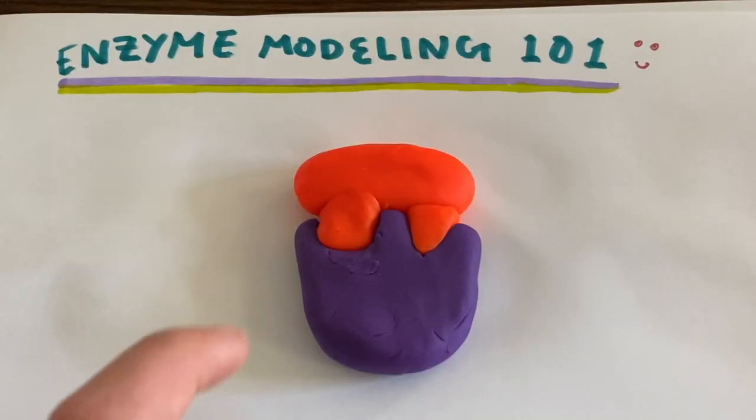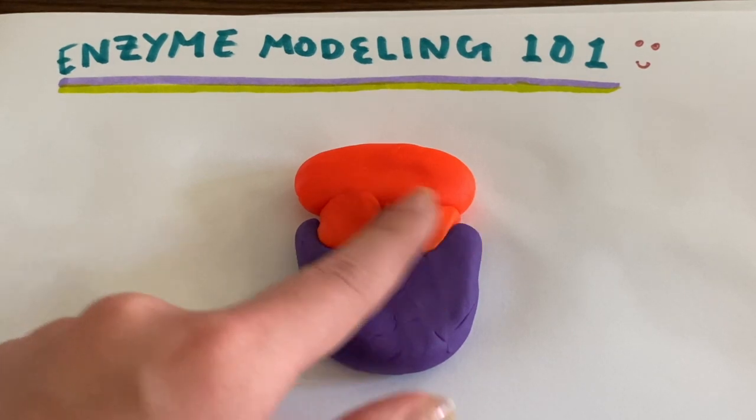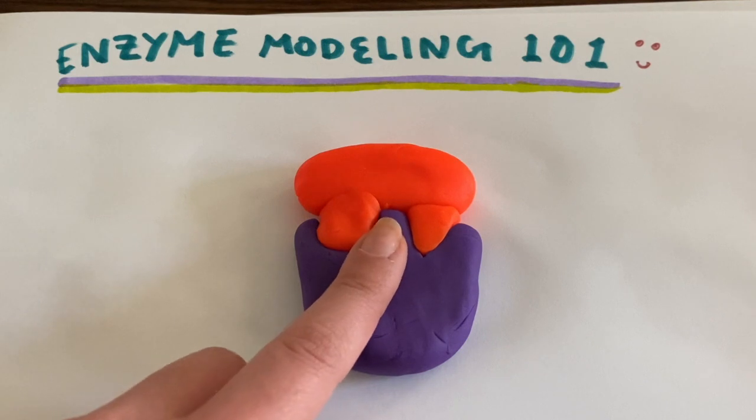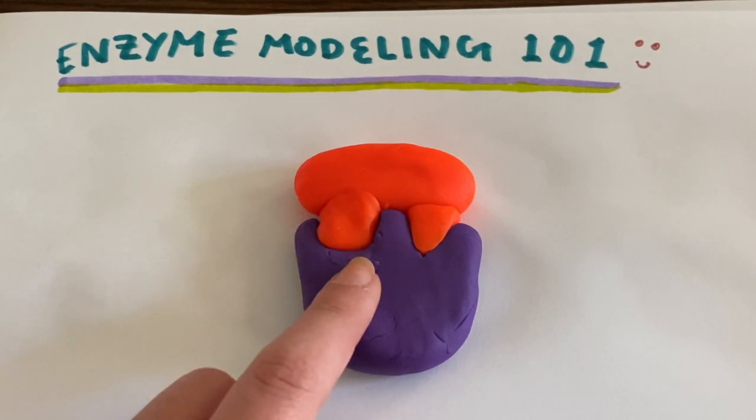Okay, so if we just focus on this one part right here, this is the active site. This is where the substrate comes in and bonds and makes the enzyme-substrate complex.